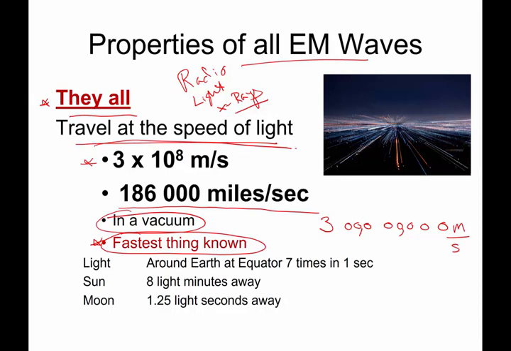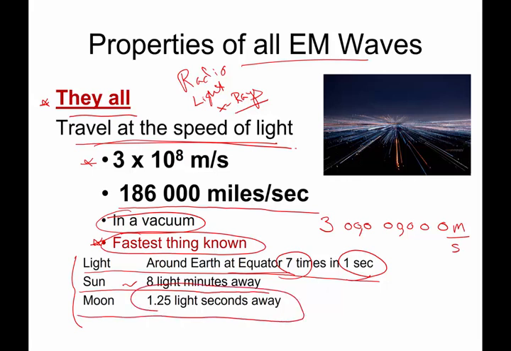To give you an idea of how fast really fast is, let's take a look at this. If something was traveling at the speed of light, in 1 second of time, a beam of light could travel around the equator of the Earth 7 times. Yeah, that's pretty quick. As I mentioned earlier, the sun is 8 light minutes away, about 8 minutes for light to get from the sun to the Earth, and the moon is a little over 1 light second away.